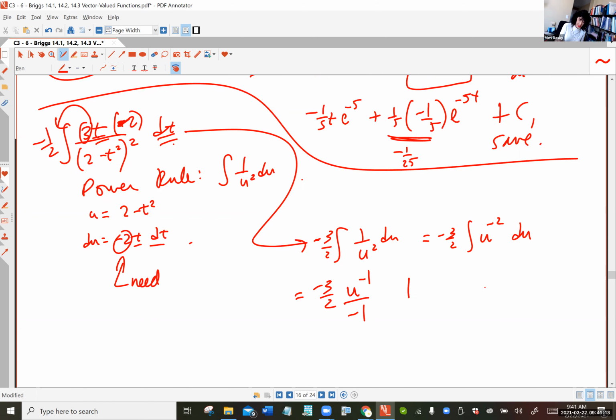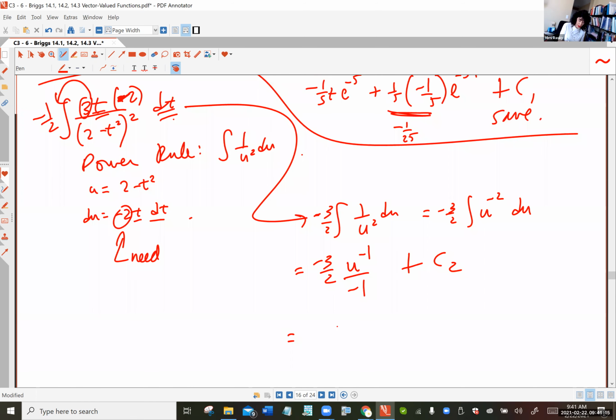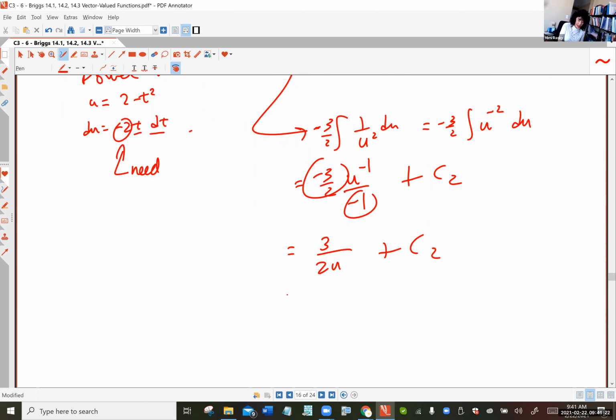Of course, I'm going to have a C2 here. I've got to have my constant of integration. A negative times a negative is a positive. And when I rewrite this with positive exponents, I get that. And then finally, put your u back in. What was it? Two minus t squared. And do not distribute the 2 over parentheses. Just leave it. Okay, save this for later.